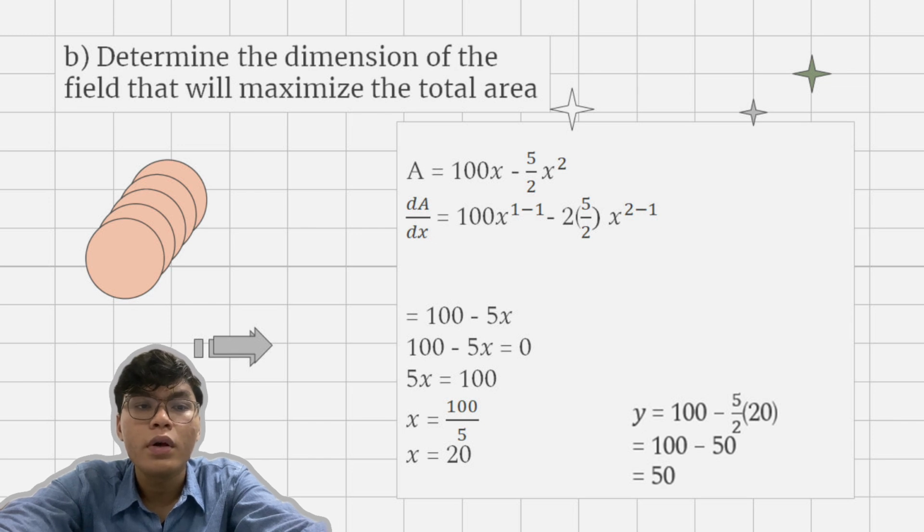After that we get 100 minus 5x, and when we calculate, we get x equals 20. So we substitute the value 20 into x. We get y equals 100 minus 5 over 2 times 20, and 5 over 2 times 20 is 50. Then 100 minus 50 is 50. So y is 50.